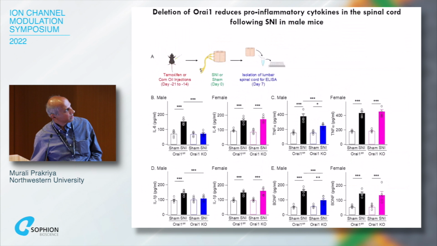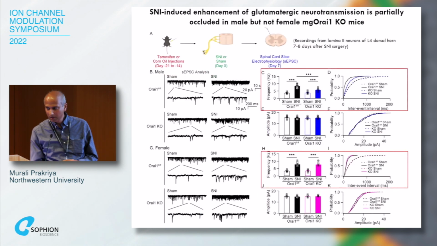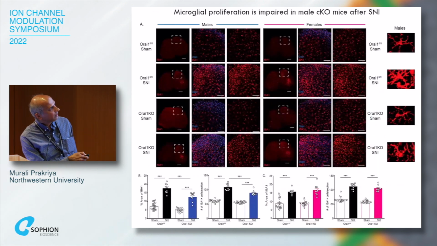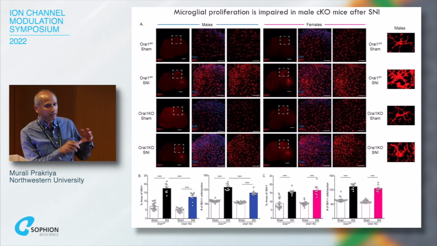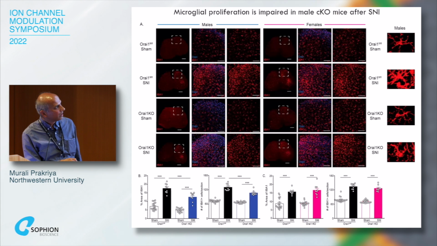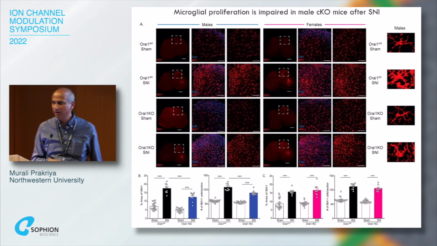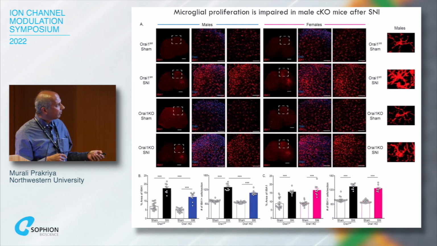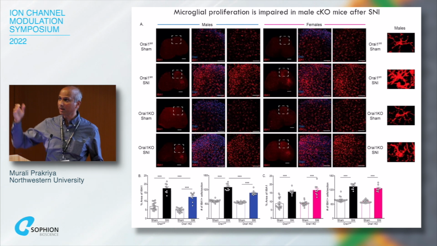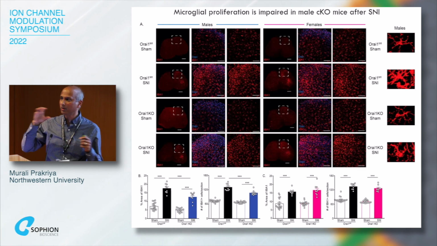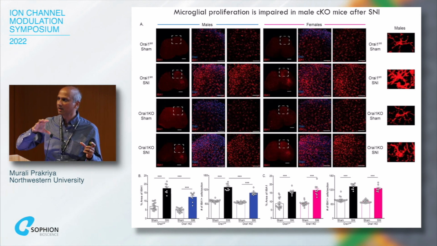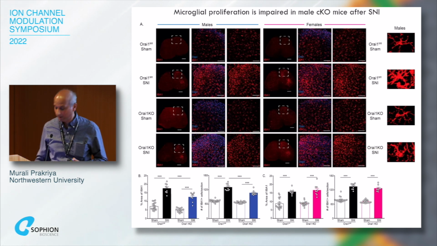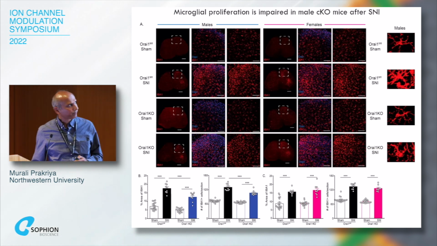And there's a pretty obvious difference following SNI, where they adopt much more swollen cell bodies. Not only that, the area significantly increases. We think that when you quantify the area as well as the number of microglia based on the DAPI stain, both of them significantly drop, but again, only in the males, but not in the females. So microglial activation appears to be ORAI1 dependent, at least partially in the males, but it doesn't appear to be ORAI1 dependent in the females.